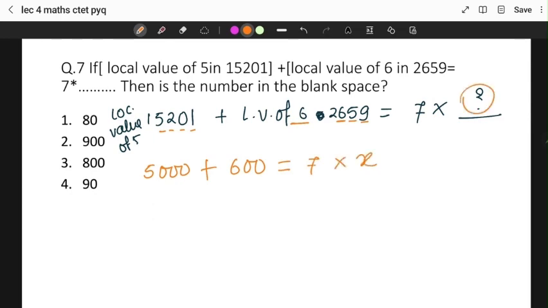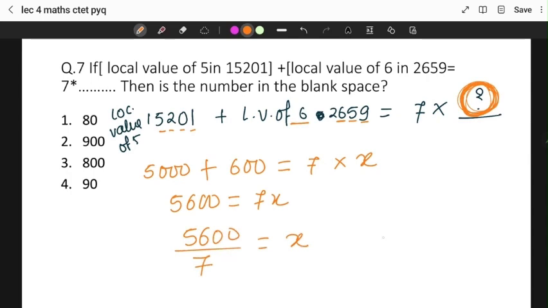So we have to find the number in this blank, the value at the point of the question mark. So what is 5000 plus 600? This will give me 5600 is equal to 7x. So 5600 divided by 7 is equal to x. So the value of x will be 800. Got it? So the correct answer for the given question is option number 3, where the value of x is equal to 800.